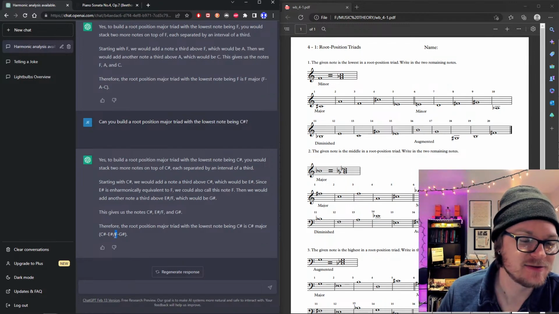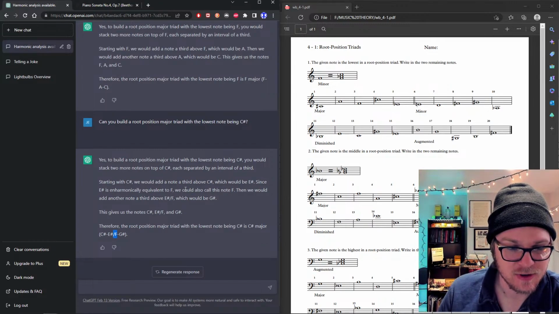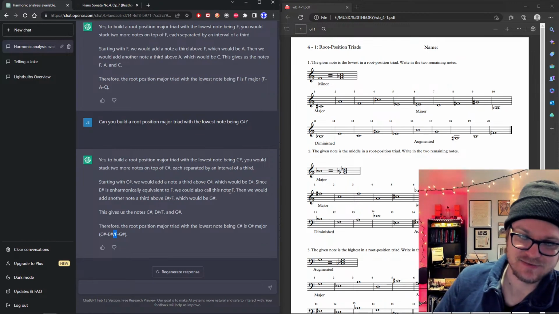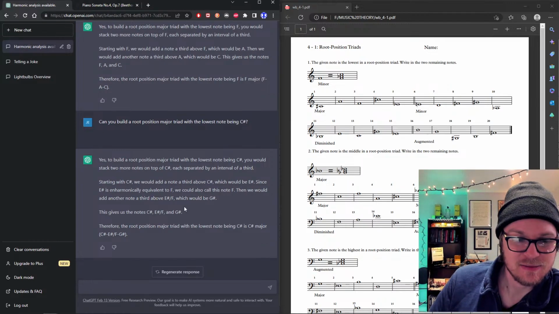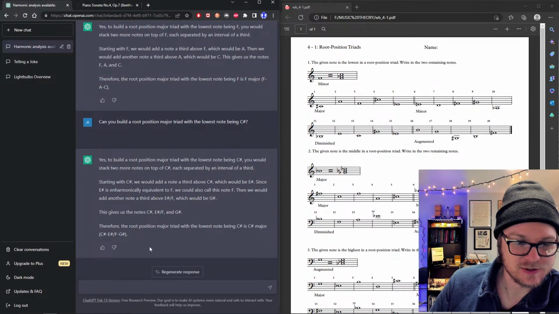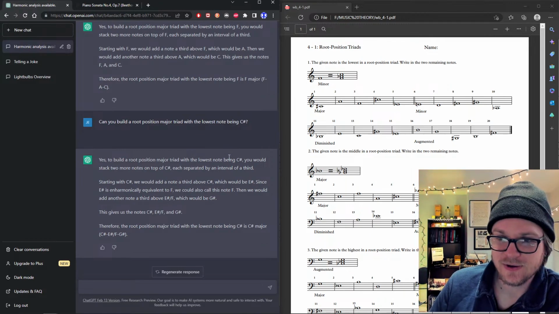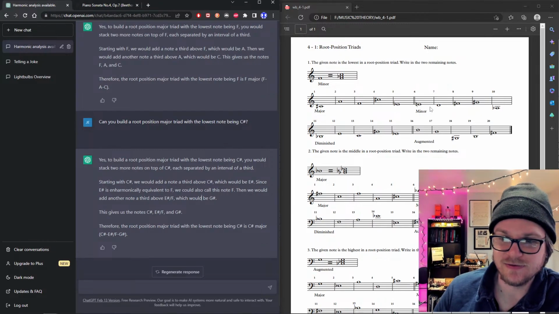Okay. No, it has to be E sharp. It cannot be F. I understand, but yeah. Starting with C sharp, we would add a third above. Since E sharp is harmonic equivalent to F, we would also call this note F. No, actually, no. It has to be. No. Then we would add another note above. Okay. So it does understand enharmonic equivalence, that principle. Okay. Boy, oh boy, I'm trying to look for a hard one where we have to use like a double sharp or a double flat. That would be fun.